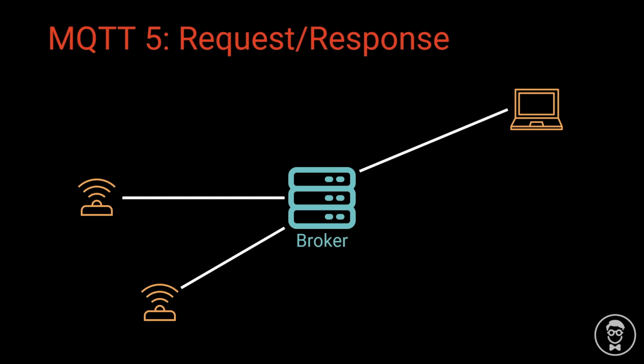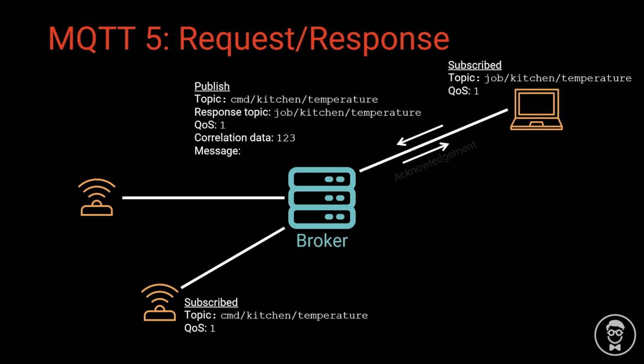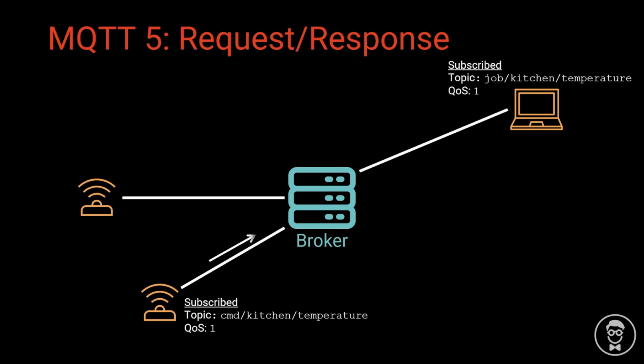Notably, it adds a response topic field to publish packets. If filled out by a client, the broker still forwards this message to subscribers as before. Receiving clients can look at this field and process the request as desired. They can then publish data as requested.